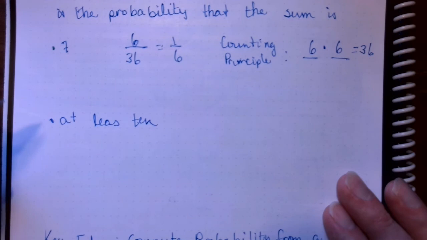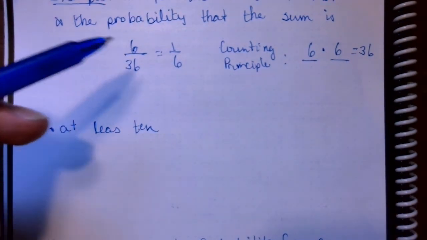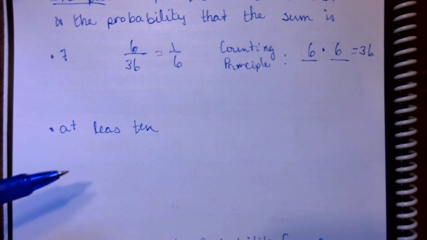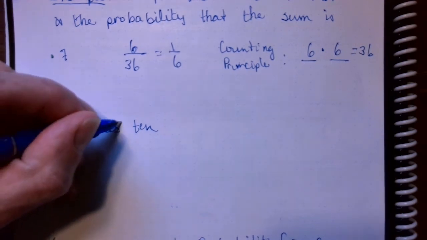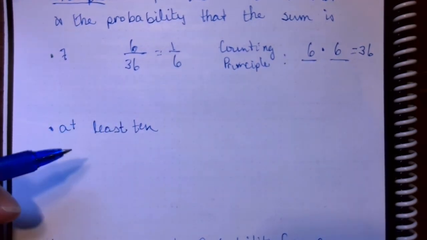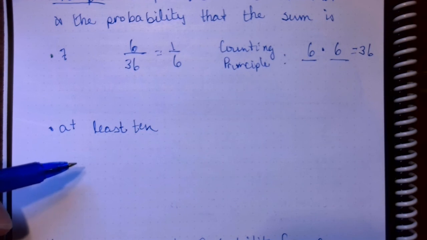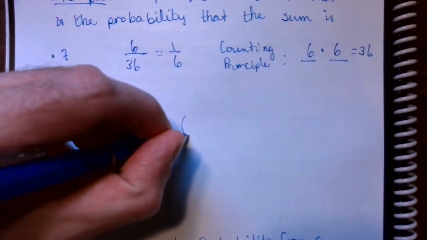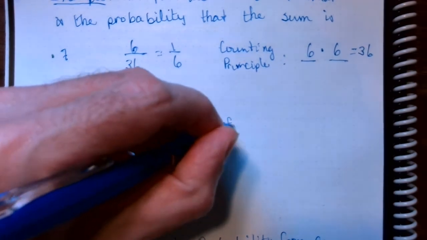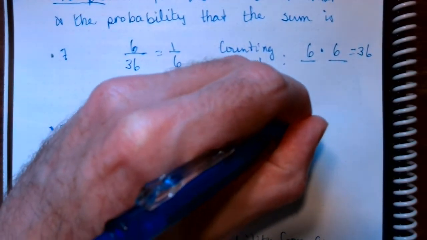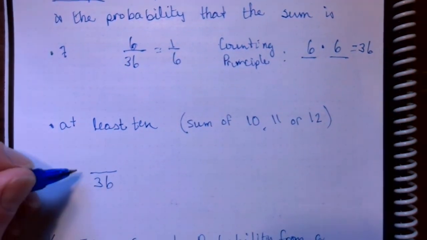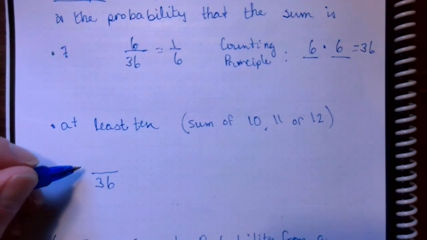Here's another problem. Find the probability that the sum of the pips on the 2 die is at least 10. Now, if you roll the video back a little bit, you can see all the possible outcomes. The smallest sum you can get when you're rolling 2 dice is 2, and the biggest is 12. Okay, so at least 10 means we're talking about a sum of 10, 11, or 12. Okay, now the denominator is still going to be 36. There's 36 possible outcomes when you roll 2 dice.